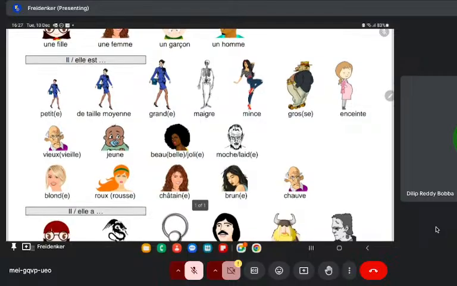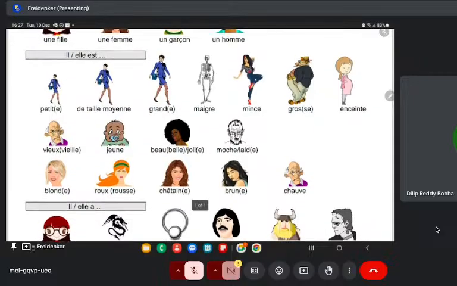Maigre is very skinny, like bony. Mince is to be slim, so elle est mince, and il est gros. Gros is fat, or grosse, which is the female version: elle est grosse. Enceinte is, I think, pregnant. Yes, enceinte is pregnant.